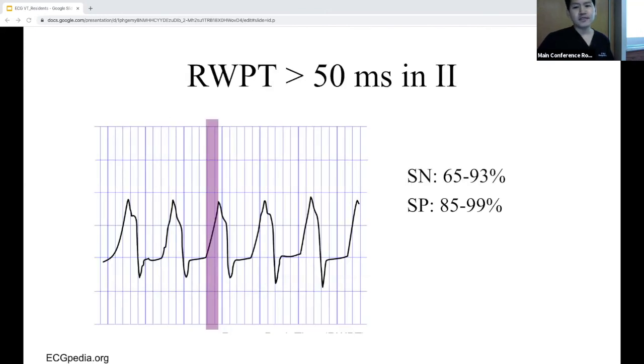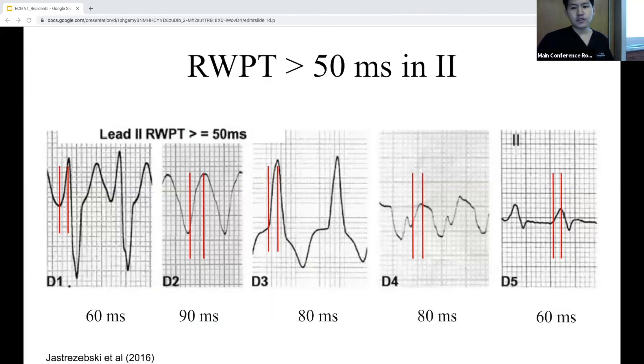Another measurement is the R wave peak time, also described by Brugada and proposed in 2010. You measure the onset of the R wave to the peak of the R wave, and if it's more than 50 milliseconds in lead II, it's somewhat specific for VTAC. Initially, it was proposed to be 99% specific, but subsequent studies have shown it to be less sensitive and less specific. And here are just some examples of calculating the R wave peak time interval.